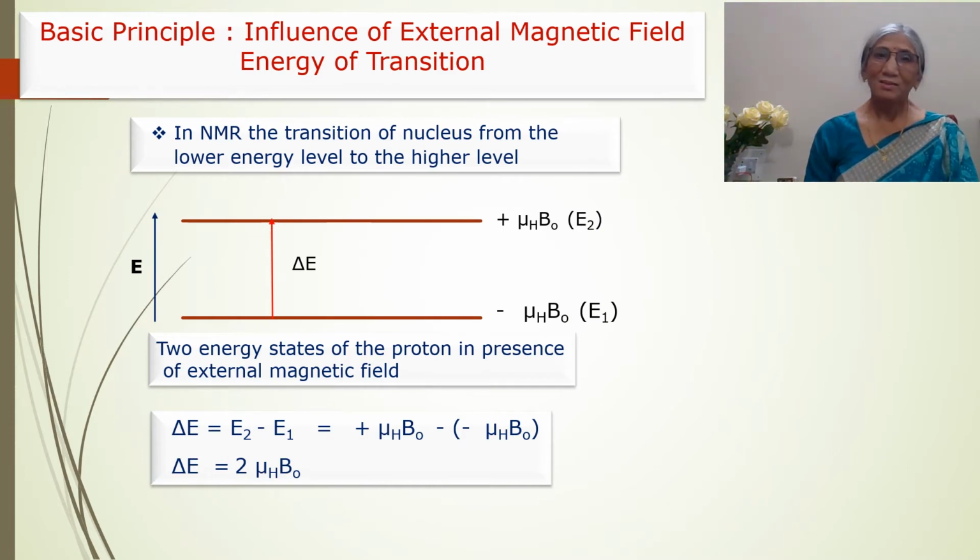In NMR, the transition of the nucleus from the low energy state to the higher energy state occurs. This transition occurs by the absorption of radiation in the radio frequency region. The energy gap between the two energy levels we can calculate: E2 minus E1, that is delta E, becomes 2 mu H B0.